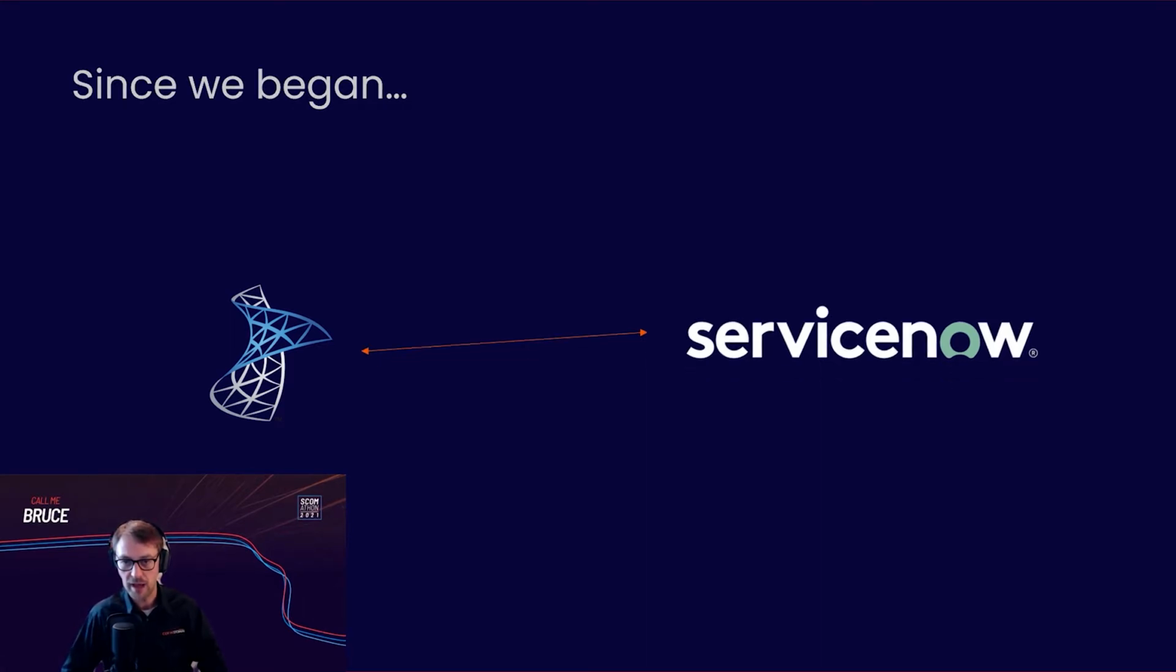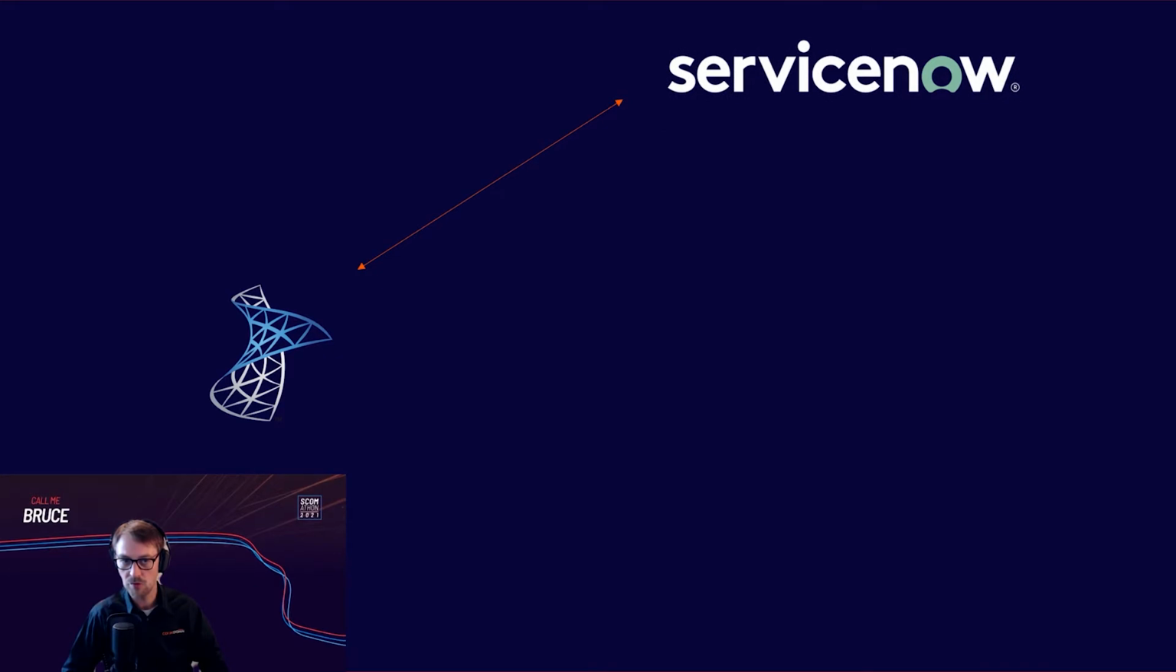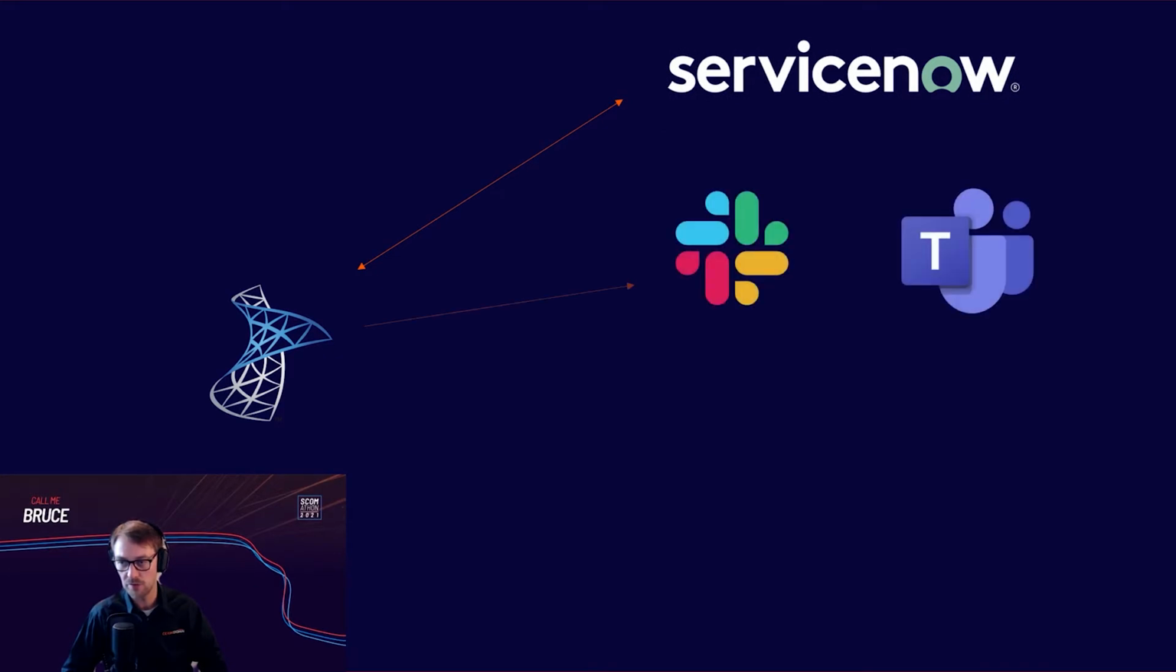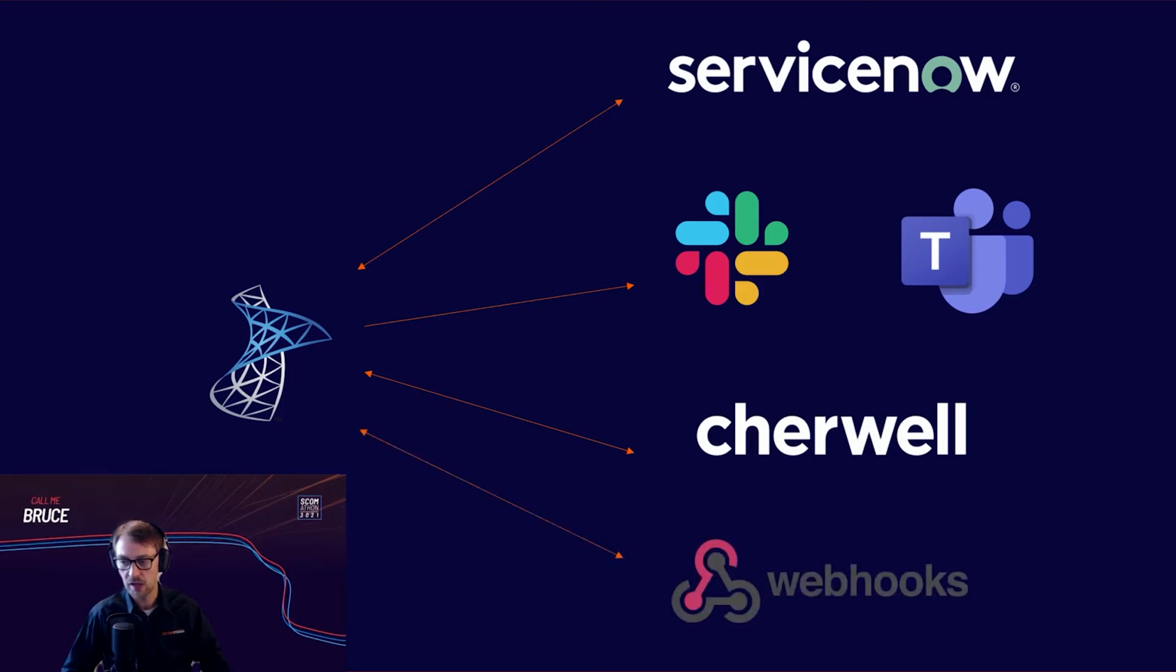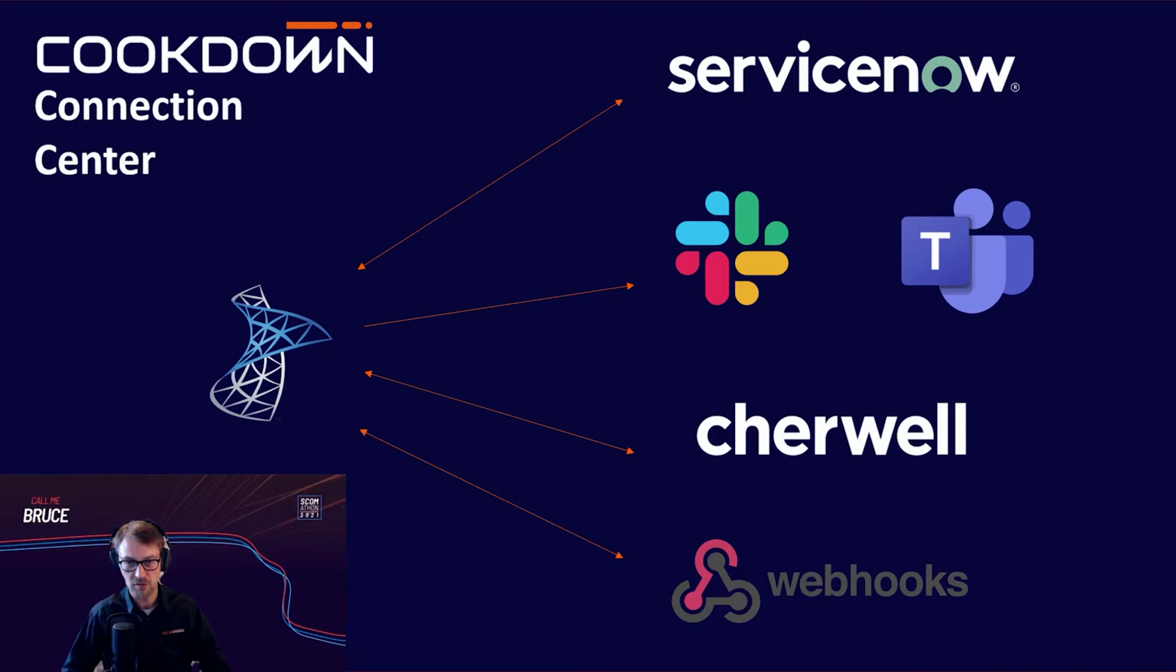Now, from today, we're taking this approach and applying it to a bunch of other platforms as well, starting with messaging platforms such as Slack and Teams, but also bringing the same functionality that we have for ServiceNow to Sharewell, and of course, looking at webhooks as well. We're calling this new product Cookdown Connection Center. We're really excited to be launching this today here at SCOMathon, and this will be the first time you get to see it live.